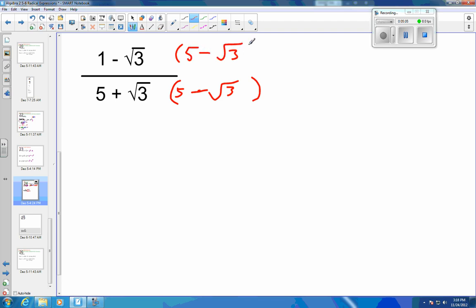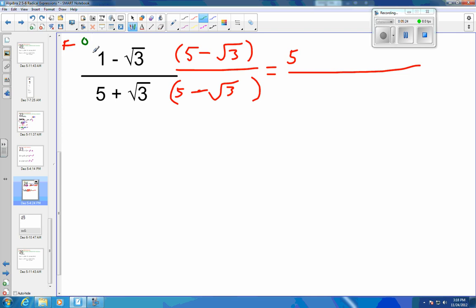By the exact same thing, right? Because otherwise you're multiplying by something other than 1. This is actually 1, right? That's why it works. So we need to FOIL. So FOIL first. That's 1 times 5 is 5.